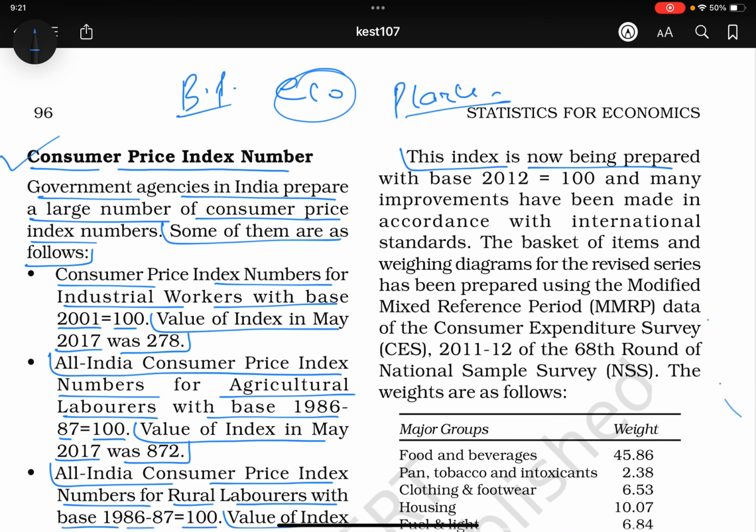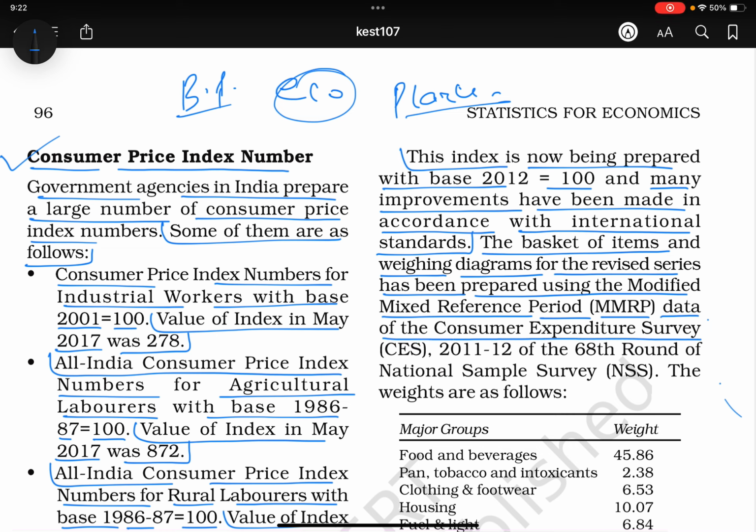This index is now being prepared with base 2012 is equal to 100, and many improvements have been made in accordance with international standards. The basket of items and weighting diagrams for the revised series has been prepared using the Modified Mixed Reference Period (MMRP) data of Consumer Expenditure Survey (CES) 2011-2012 of the 68th round of National Sample Survey (NSS).